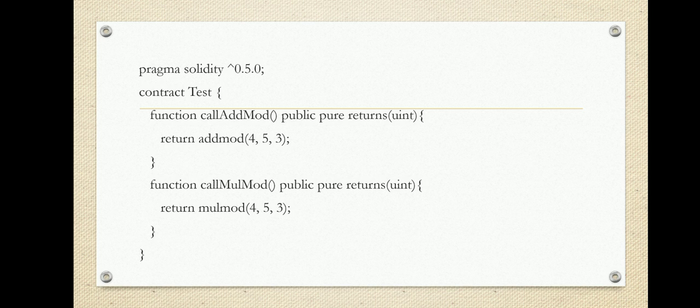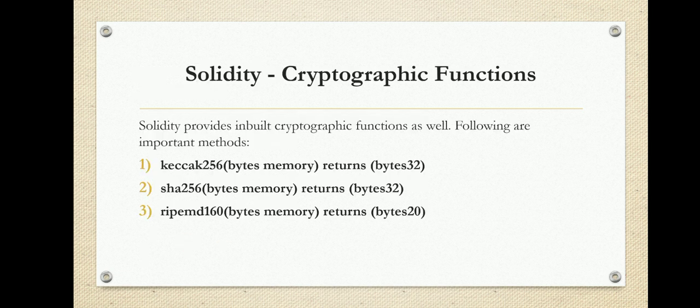Here is a Solidity contract to illustrate the library functions, that is, the mathematical functions supported by Solidity programming. We have defined one contract, and we have a function called addmod. After that we pass the values to that function. This is the default or built-in function. The result will be 4 plus 5 modulus 3. Similarly, multiplication modulus is 4 into 5 modulus 3.